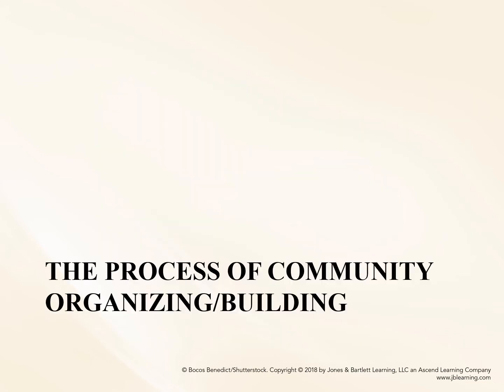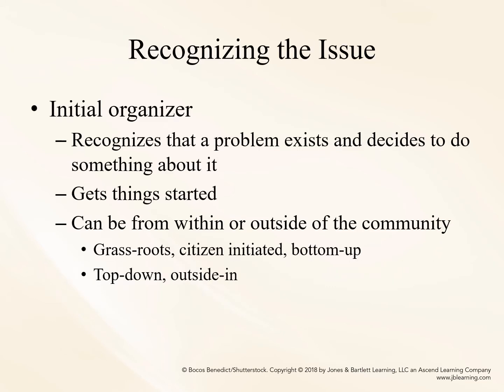Next part of this chapter is the process of community organizing and building. The process of community organizing and building begins when someone recognizes that a problem exists in a community and decides to do something about it. This person is referred to as the initial organizer. This individual may not be the primary organizer throughout the community building process. He or she is the one who gets things started. Doesn't mean they'll be in charge the rest of the time.